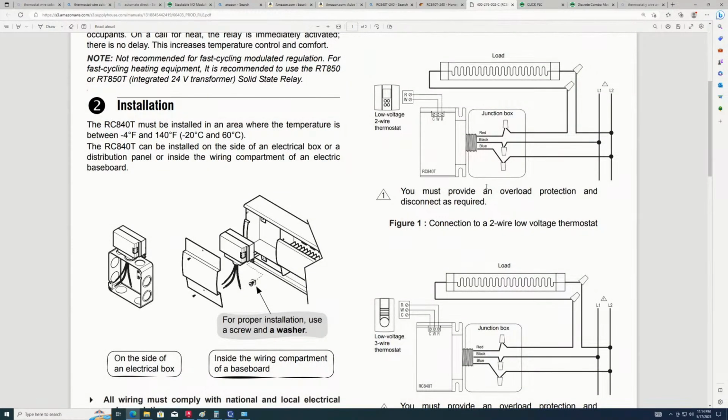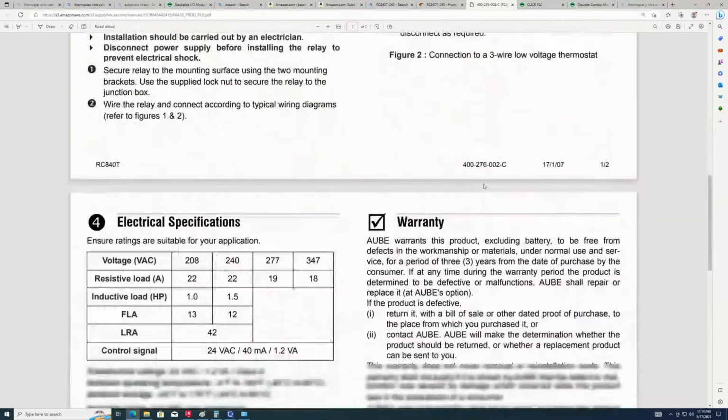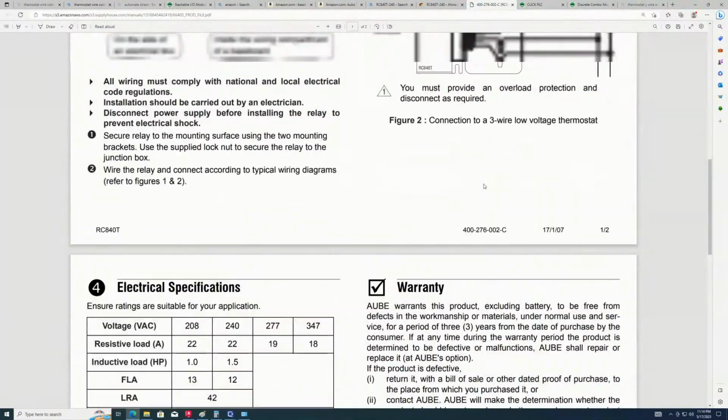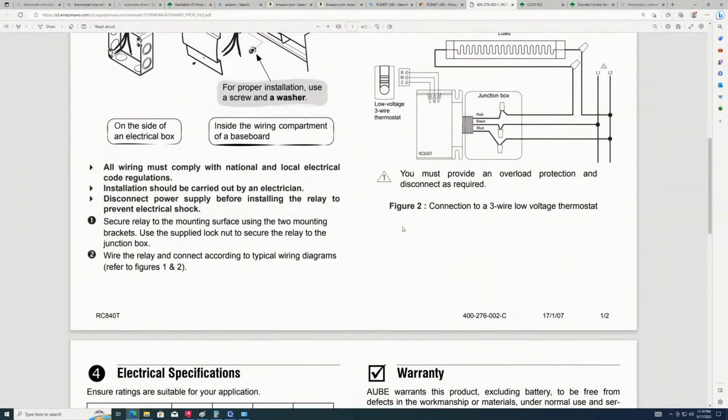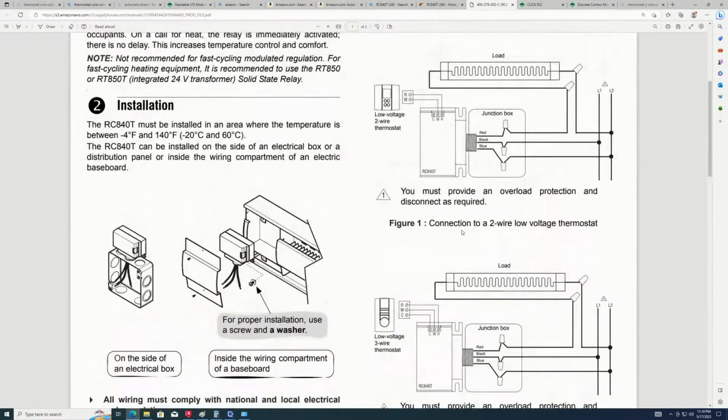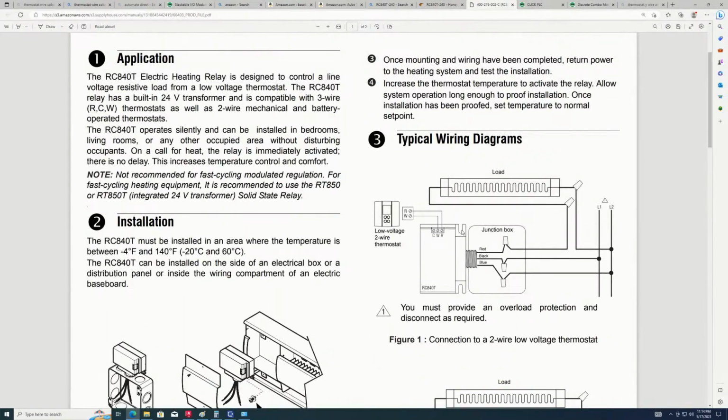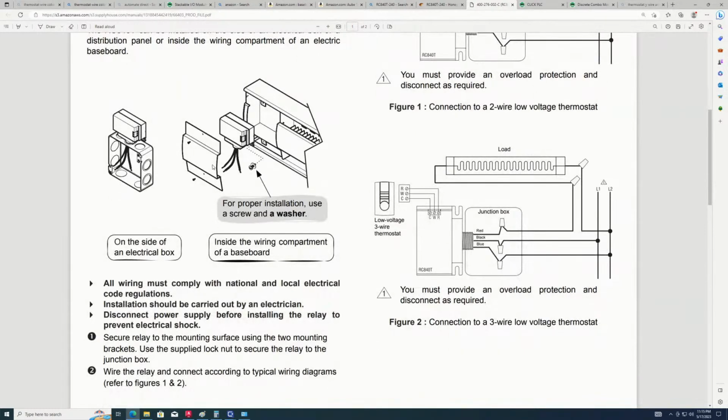I can't wait till I print all these out and make a giant binder full for documentation. Notice right there something you might want to look at when you're looking at these relays. Must provide an overload protection and disconnect. I'm gonna do that in the panel. Wait a minute, I'm gonna be running high voltage in the panel. Oh, great! But they don't have that documented here.